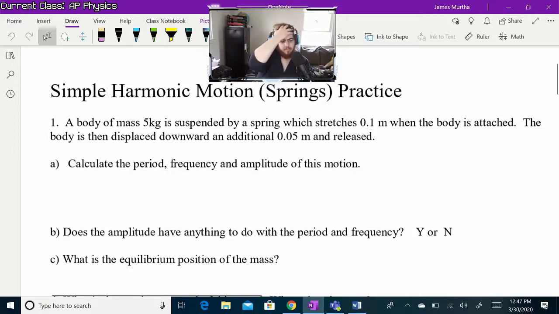So today what we're gonna be going over is simple harmonic motion. We are talking about springs, and we're doing some practice with that. Just as a reminder from when my students were last in class, we were doing springs last, and we were going to do a practice day, and of course, then we got the call that we're not in school anymore. So let's jump right on in.